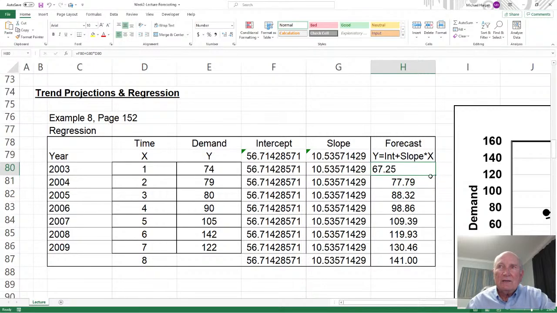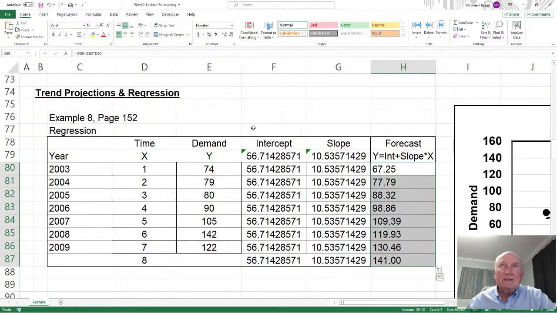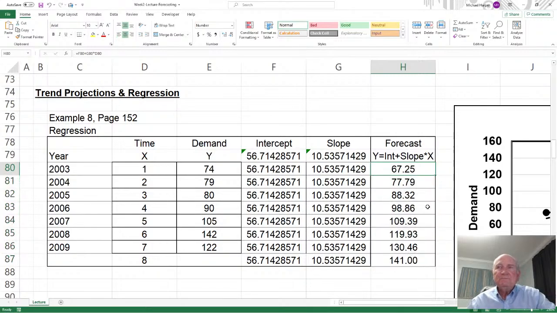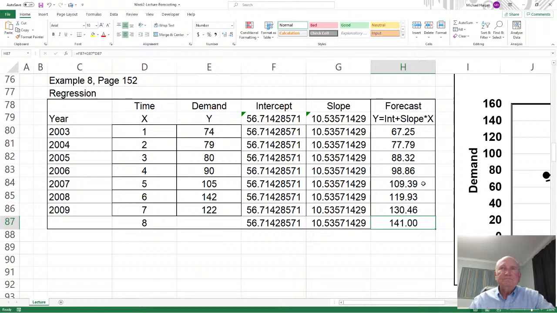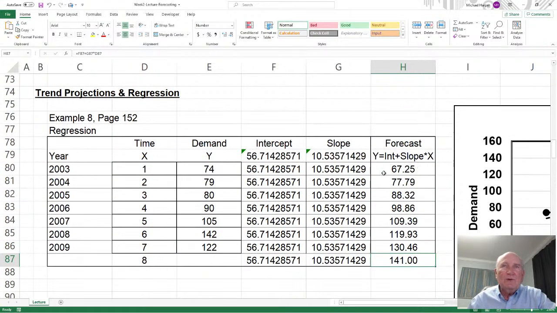Okay, and then I can copy this down, all the way down, and there's my forecast 141. And if I want these centered, I can come up here under Home, and I can center it. And there we go. And there's my forecast of 141. So you say, wow, that's pretty cool. Yes, it is. But you know what's really cooler?